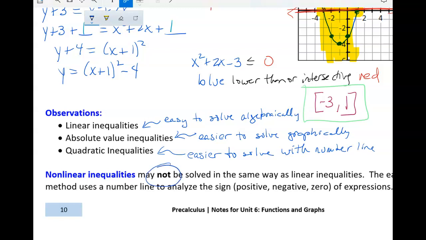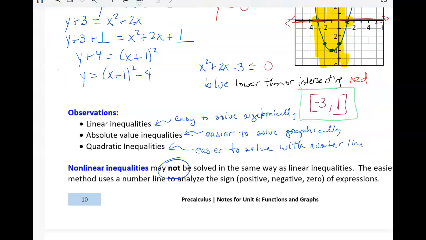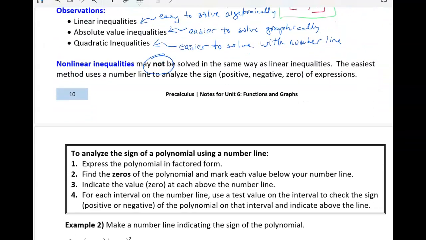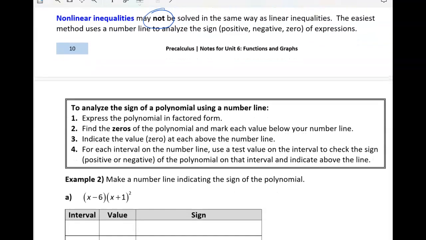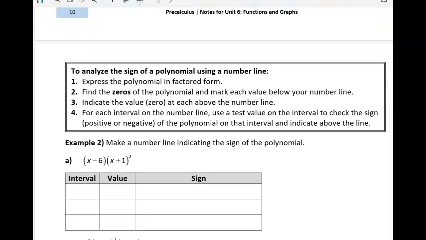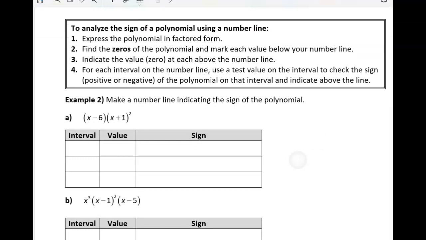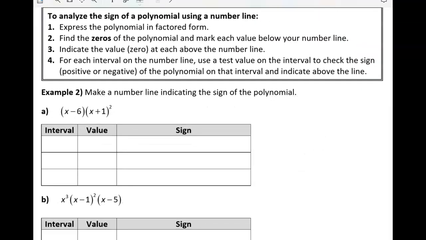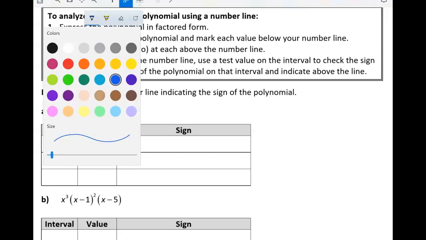Nonlinear inequalities may not be solved the same way that you solve linear inequalities. The easier method uses a number line to analyze when the expressions that we're dealing with are positive, negative, or 0. So here's how we're going to analyze the sign of a polynomial using a number line. We express the polynomial in factored form, find the zeros of the polynomial, and mark them below your number line. So let's do that for example 2.